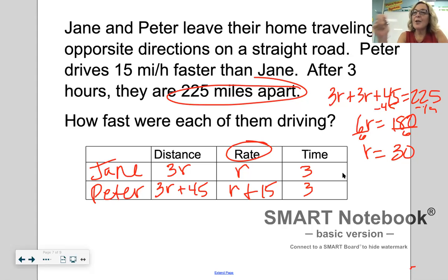So after you solve the equation, you should always go back and look at what the question is asking. The question is how fast were each of them driving? So if R is equal to 30, then what does that mean? Well, it means Jane was going 30 and Peter was 15 more than that, so he would be 45 miles per hour. 30 miles an hour, 45 miles an hour.